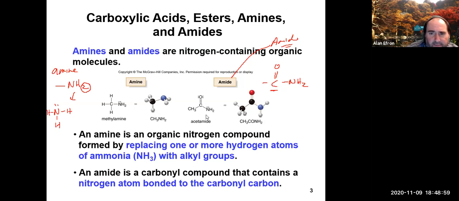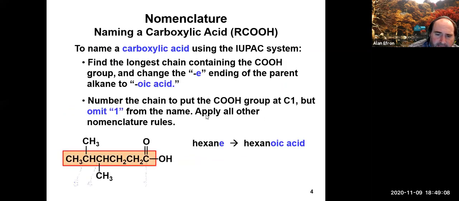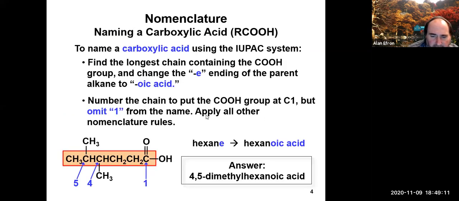So these guys do have some different properties. Obviously, we're dealing with some nitrogens. We're dealing with some carbon oxygens as well. So let's start with our carboxylic acid and how we go about naming our carboxylic acid. Not surprisingly, everything is pretty much named the same way. We're going to do the longest continuous carbon chain that has the carboxylic acid group. Now, the carboxylic acid group, much like the aldehyde group, because it has this hydrogen, will always be at the end. So this group here will always be at the end of the molecule because of that hydrogen that's present.